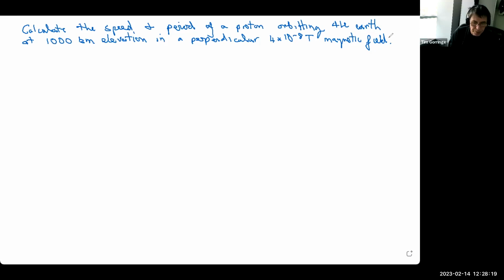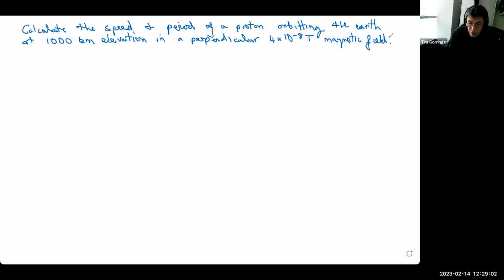So in this problem, we're asked to imagine the Earth. The Earth is surrounded by a magnetic field, and we have a proton, a charged particle, that's orbiting the Earth in a circular path in the Earth's magnetic field. We're told it's orbiting at the Earth's magnetic equator, where the magnetic field has a strength of 4 × 10⁻⁸ Teslas, so a very small magnetic field. And that magnetic field is perpendicular to the circular motion of the orbiting proton.